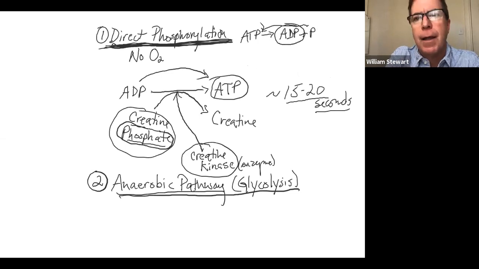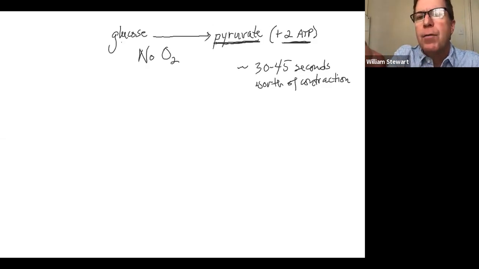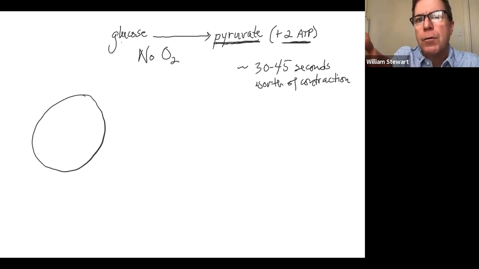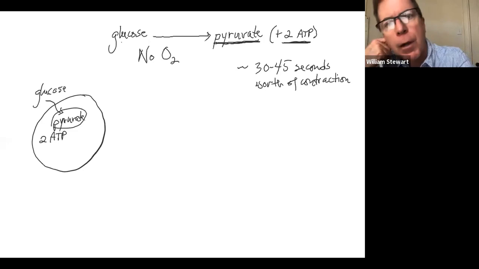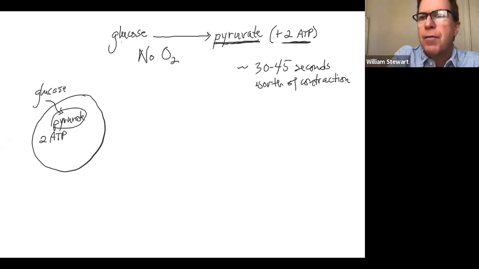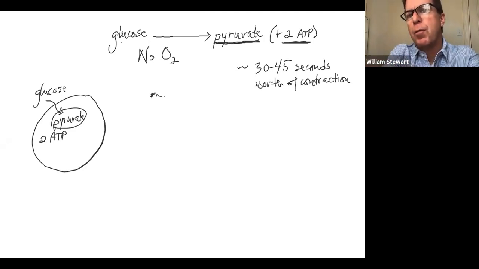I didn't do the nitty gritty of this. If this is a cell, a muscle cell, and glucose is out here in the bloodstream, when glucose enters the cell, it gets broken down into pyruvate. We don't have any oxygen necessary in this cell. When that occurs, we get two ATPs when we break that glucose into 2 3-carbon molecules. As a byproduct of this, we also get lactic acid.